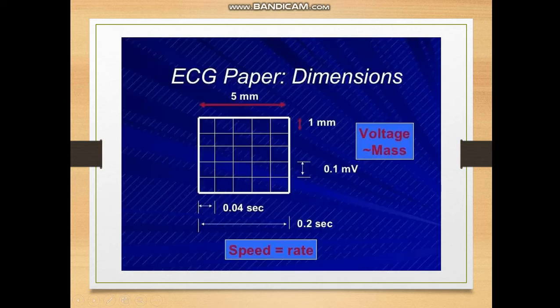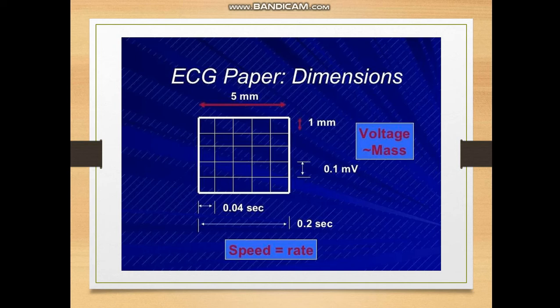Now you're looking at ECG paper dimensions. This is the large square. It has 5 millimeters on each side, and the smallest one is 1 millimeter wide and 1 millimeter high. In terms of a second, the smallest one is 0.04 second, and the large one is 0.04 multiplied by 5, 0.2 second. And the voltage, 0.1 millivolt. Speed is 25 millimeter per second.